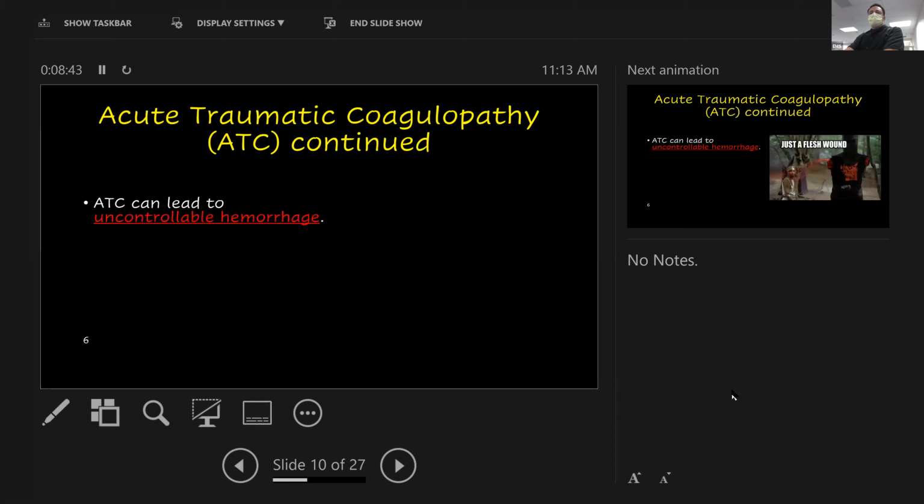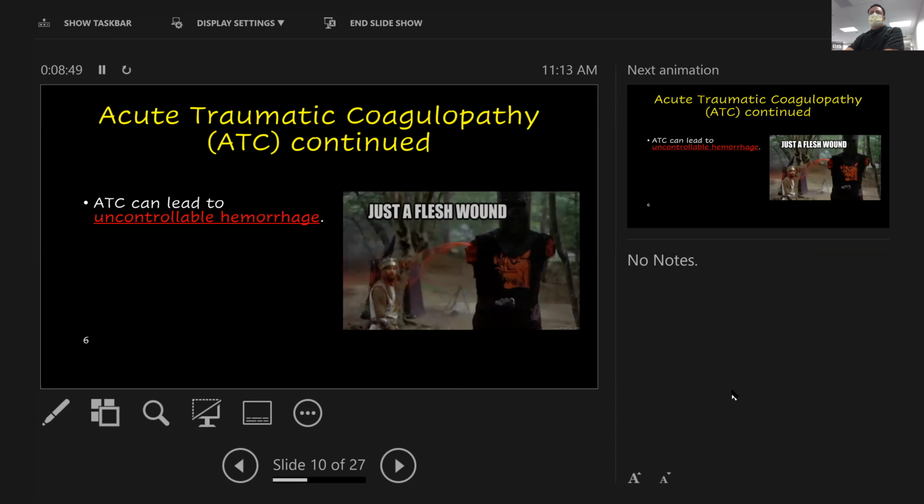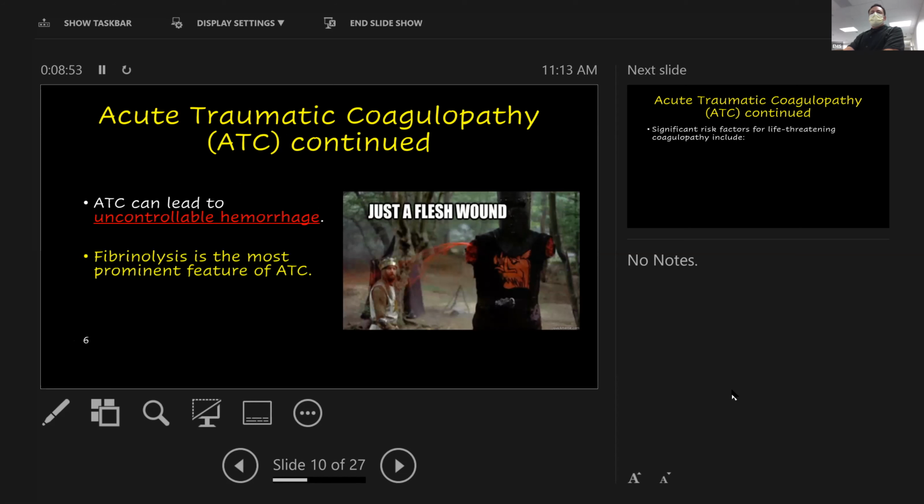A little bit more about ATC. Again, ATC can lead to uncontrolled hemorrhage. It's just a flesh wound. Fibrinolysis is the most prominent feature of ATC. Breakdown of fibrin is the most prominent feature of ATC. You may see that again later.